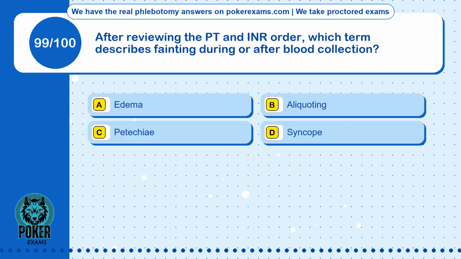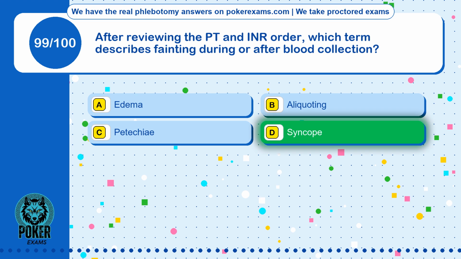Question 99. After reviewing the patient and INR order, which term describes fainting during or after blood collection? Option A. Edema. Option B. Aliquoting. Option C. Petechiae. Option D. Syncope. The correct answer is option D.